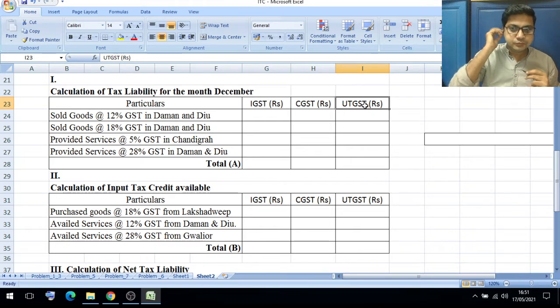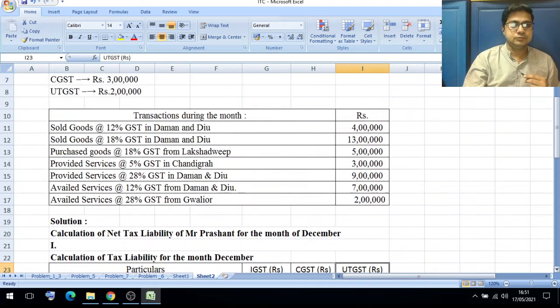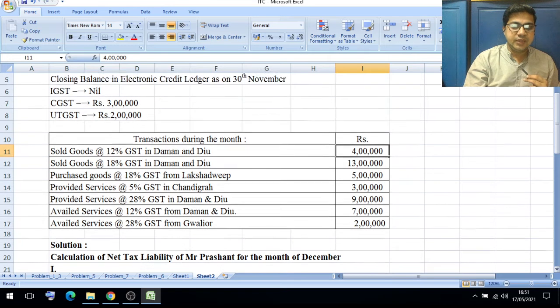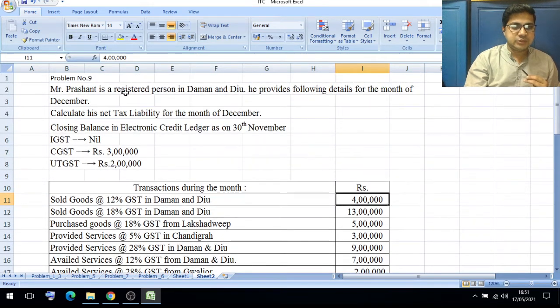Now, first transaction: goods sold at the rate of 12% GST in Daman and Diu, 4 lakhs. Now here in this particular example, Mr. Prashant is a registered person in Daman and Diu, and he sold his goods in Daman and Diu. It means a transaction within the union territory.